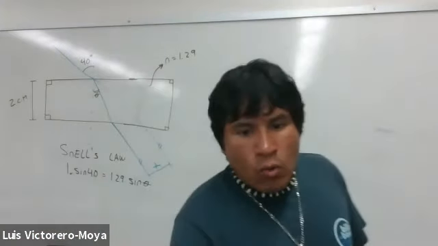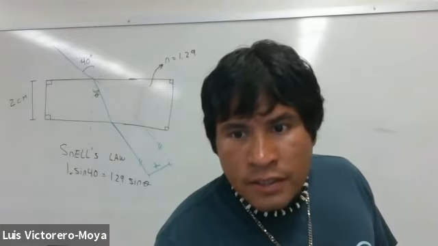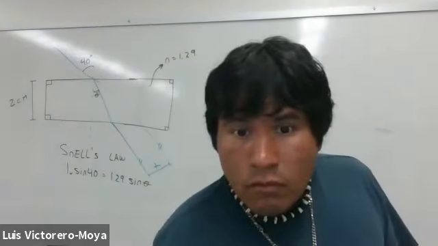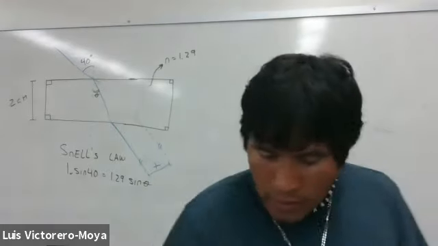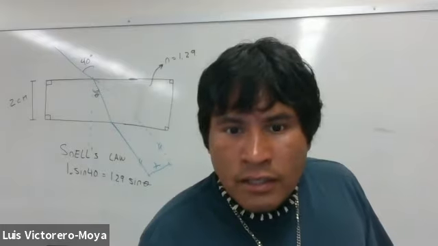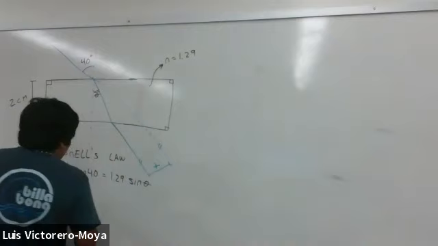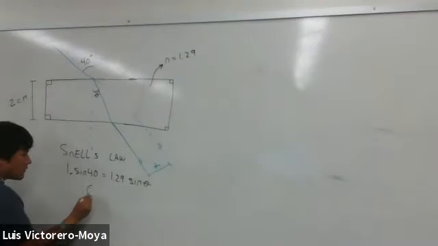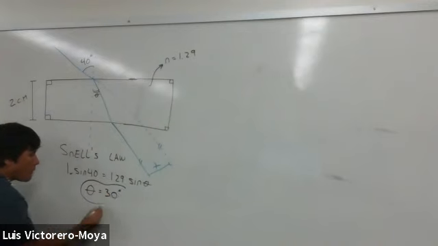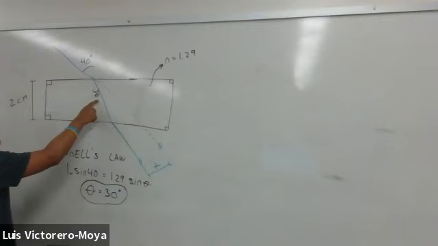Now, remember your calculator has to be in degrees in this chapter, okay? Sine 40 divided by 1.29, I get 0.498. The inverse sine, 29.88. Around 30 degrees, that's what I get. I want to round it to make it easy. So this angle is 30 degrees.